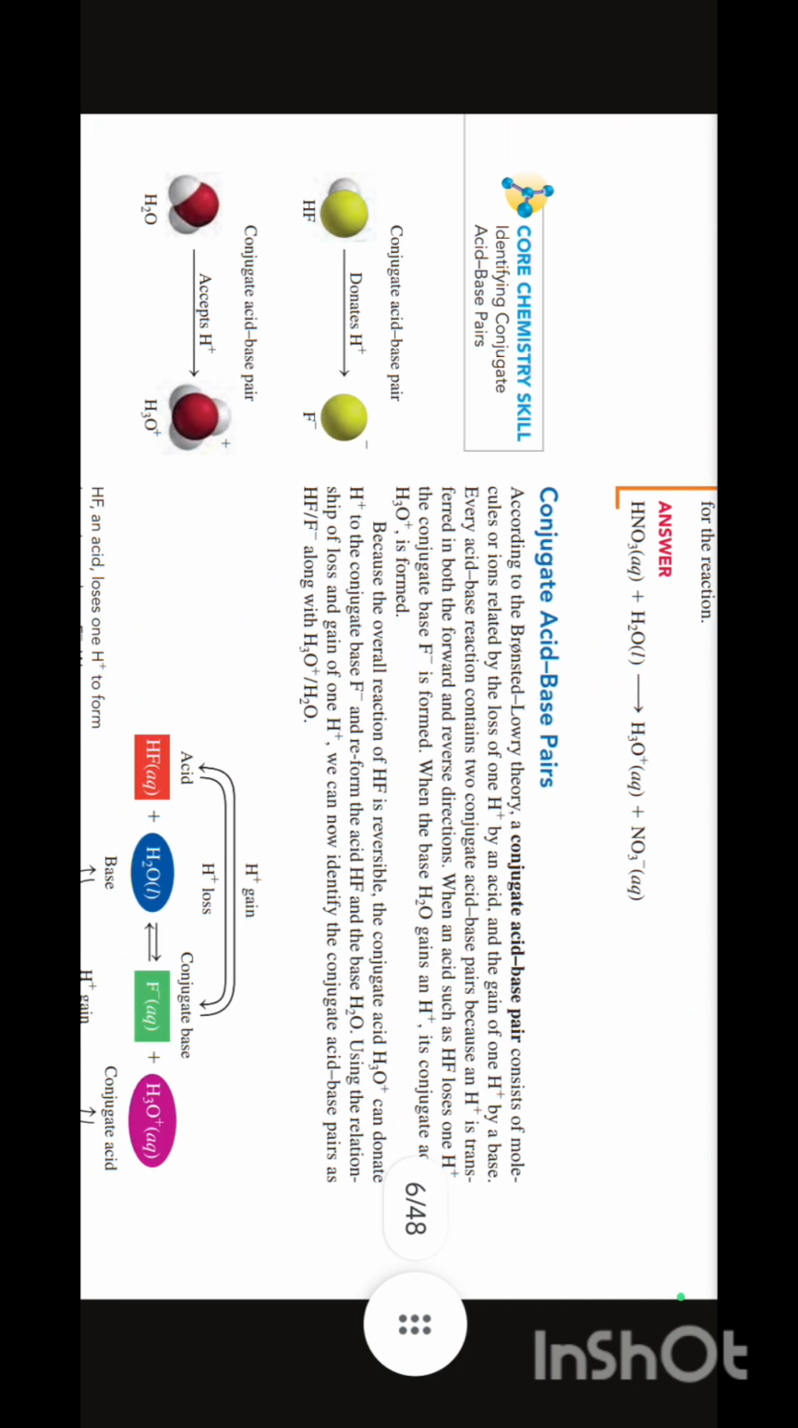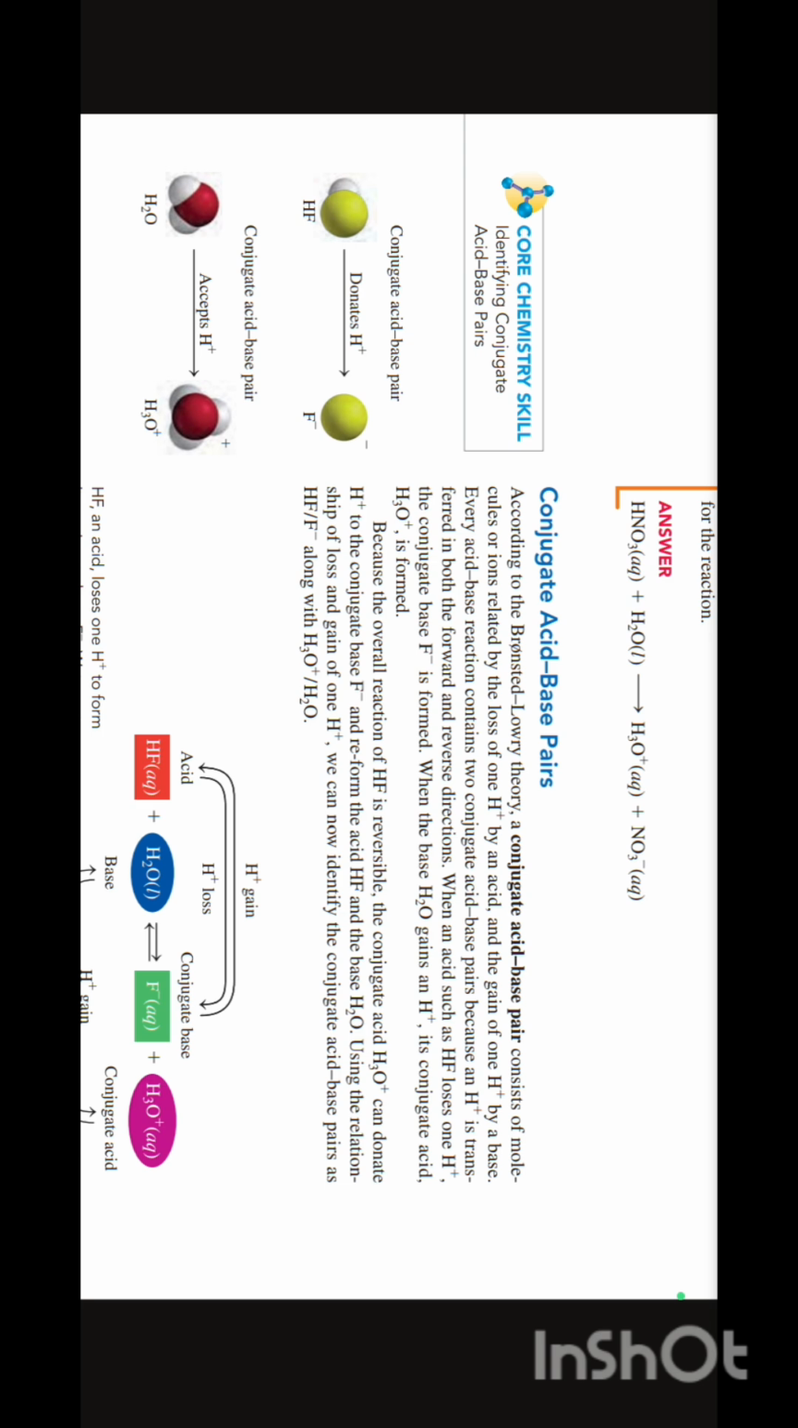Now we will read about the conjugate acid base pair. According to Bronsted-Lowry theory, a conjugate acid base pair consists of molecules or ions related by the loss of one H+ by an acid and the gain of one H+ by a base. Every acid base reaction contains two conjugate acid base pairs because an H+ is transferred in both the forward and reverse direction. When an acid such as HF loses one H+, the conjugate base F- is formed. When the base H2O gains one H+, its conjugate acid H3O+ is formed.